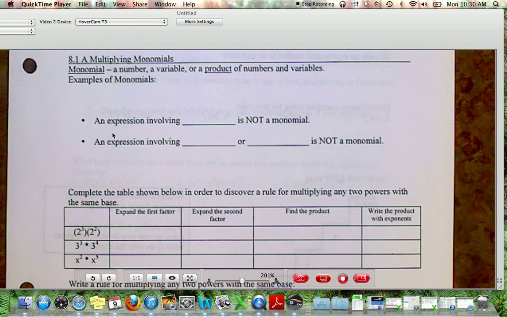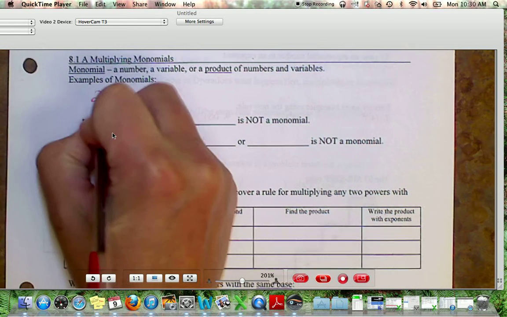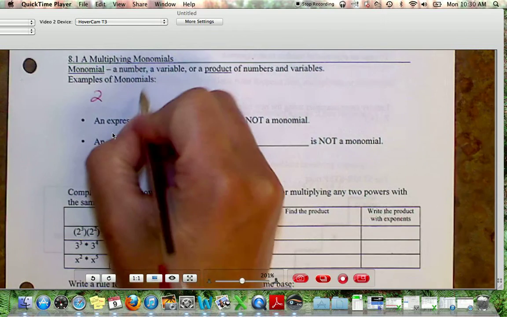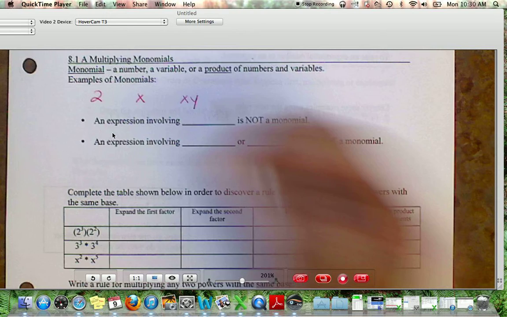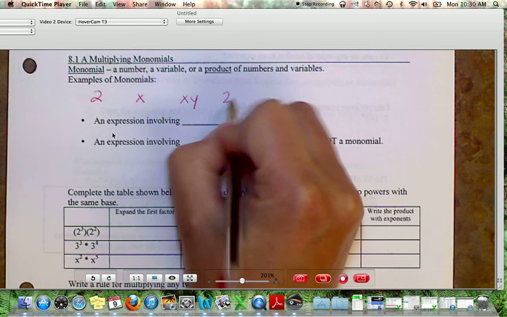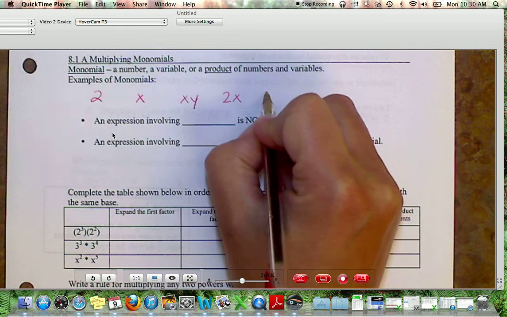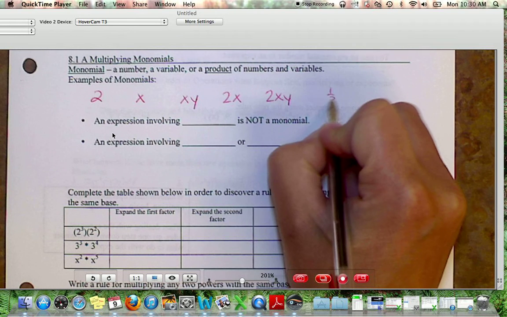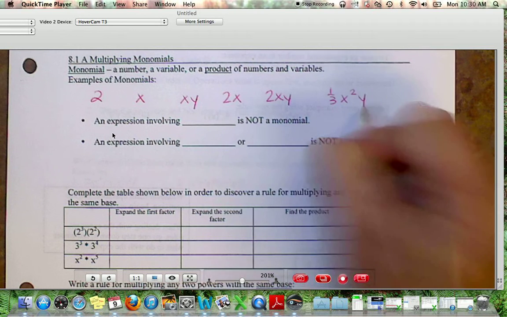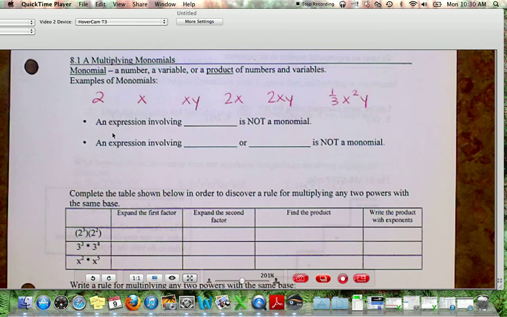So some examples of some monomials: you've got a number, 2, a variable, x, the product of variables, or the product of a number and a variable, or the product of a number and two variables, or the product of a number and a variable with exponents. So all of those would be considered monomials.